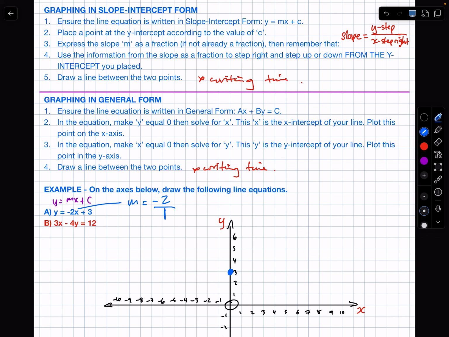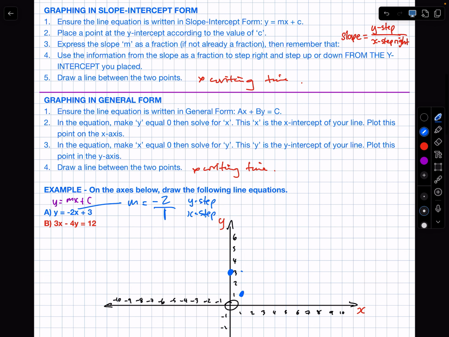And remember call back, the top one is the y step, up or down, and the bottom one is the x step. So if I'm going from this dot here, that slope tells me I go to the right one, and do I go up or down? Down. Down, why? Because it's negative. Now I have 2 dots. Is that enough info to draw a straight line? Yes, because I know what direction it goes.